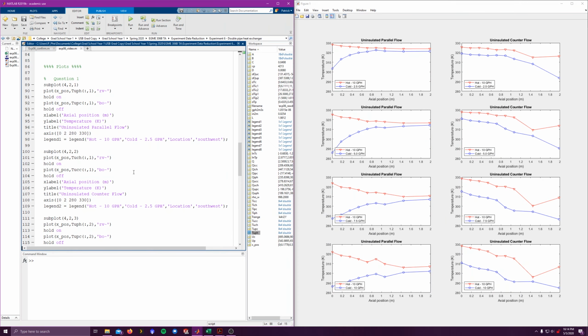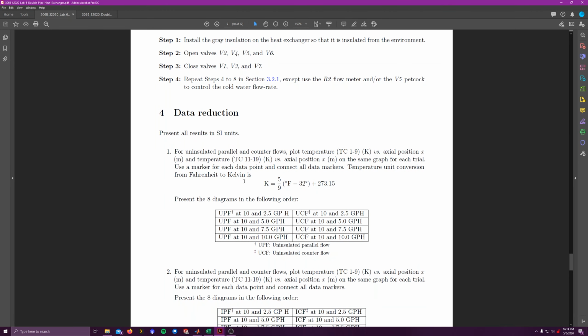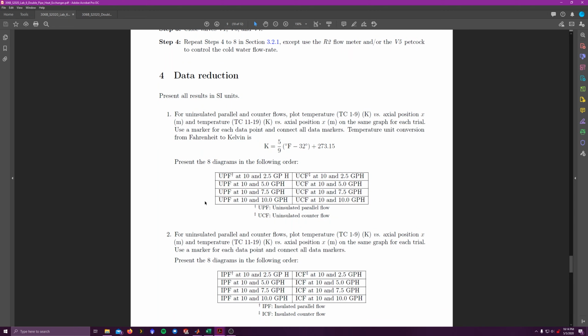Now we're on the plotting portion of the lab. This is for question 1, the uninsulated parallel and counterflow. We're going to plot temperature versus axial position. I'm just going to show you question 1, because question 2, which is the insulated configuration, is going to use the same logic.